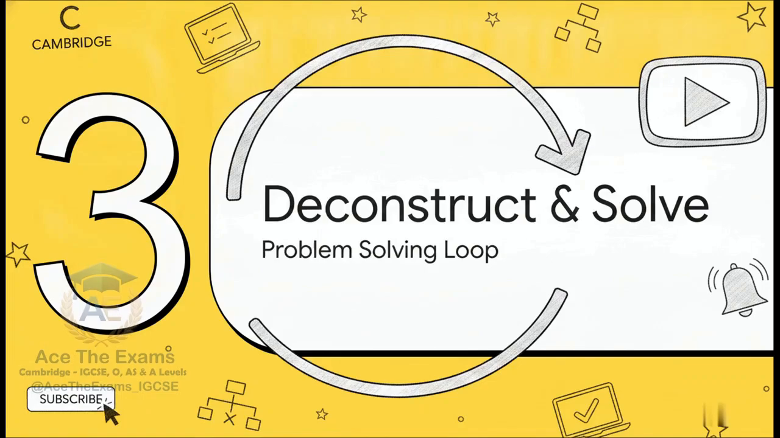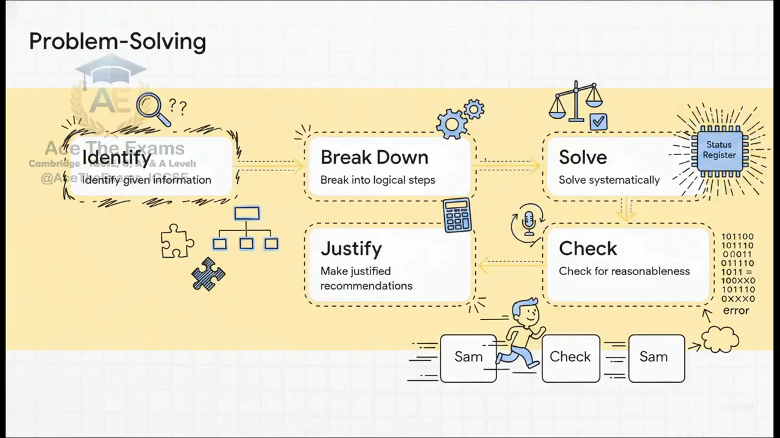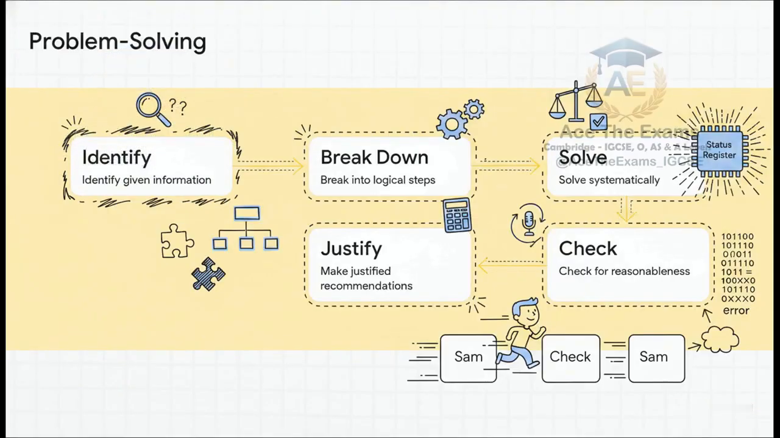All right, let's get into the problem-solving loop. What you're looking at is a 5-step problem-solving engine. This isn't just for exams. This is used by top software engineers, and it is strictly required by Cambridge examiners for rigorous testing and efficient code implementation. Step 1. Identify the given information.